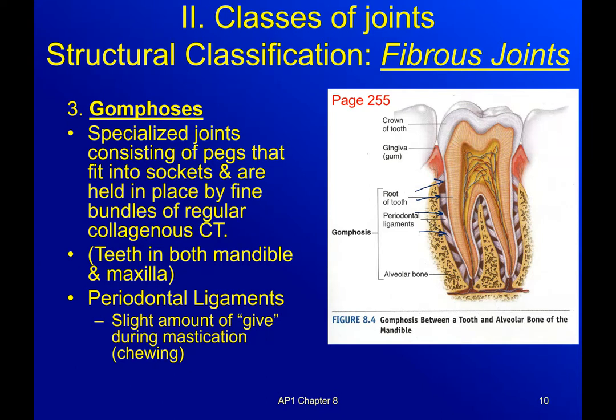There is a slight amount of give during mastication. Mastication meaning chewing. Basically, you've got to remember that when you're chewing, your teeth are kind of hitting together. If they hit together and there was no give in between the teeth, then it would mean that your teeth would kind of rub themselves down, almost wearing themselves down. Having just a slight amount of give, a slight amount of wiggle to your teeth prevents that.